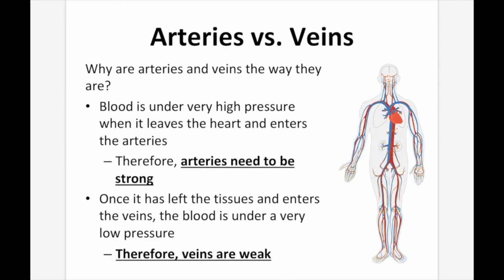So why are arteries and veins the way they are? Well, blood is under very high pressure when it leaves the heart and enters the arteries. Remember, arteries take blood away from the heart. Therefore, to accommodate this added pressure, arteries need to be very strong, otherwise they'd burst. Once it's left the tissues and enters a vein, the blood is under very low pressure. Therefore, veins don't need to be strong, and therefore they are weak.